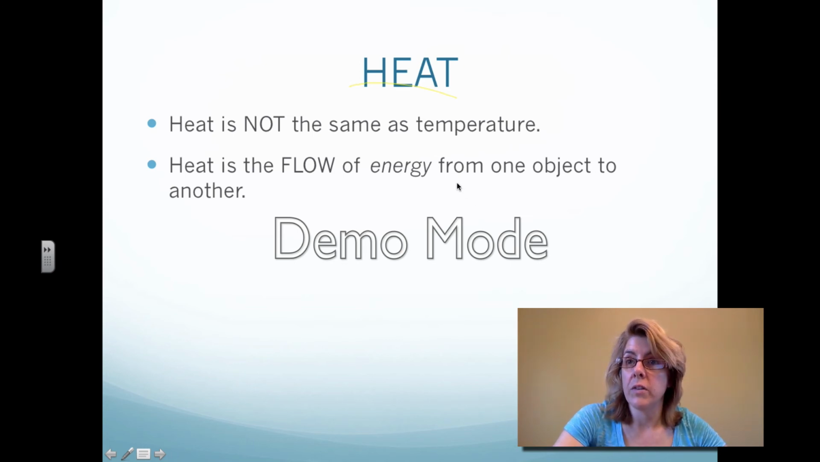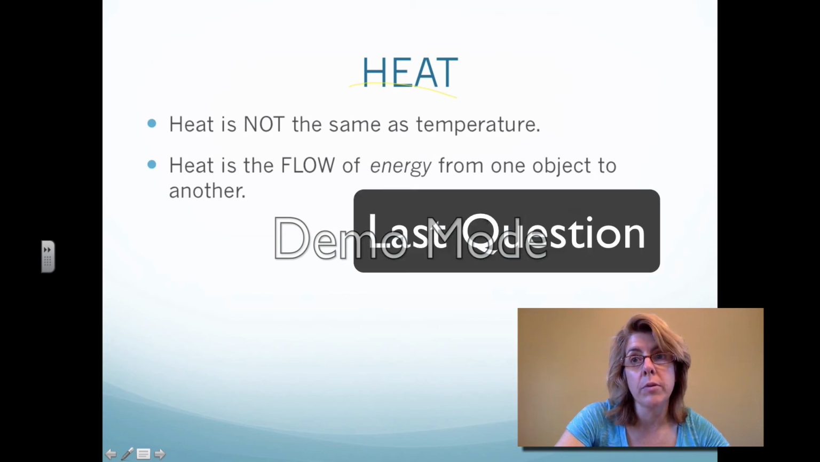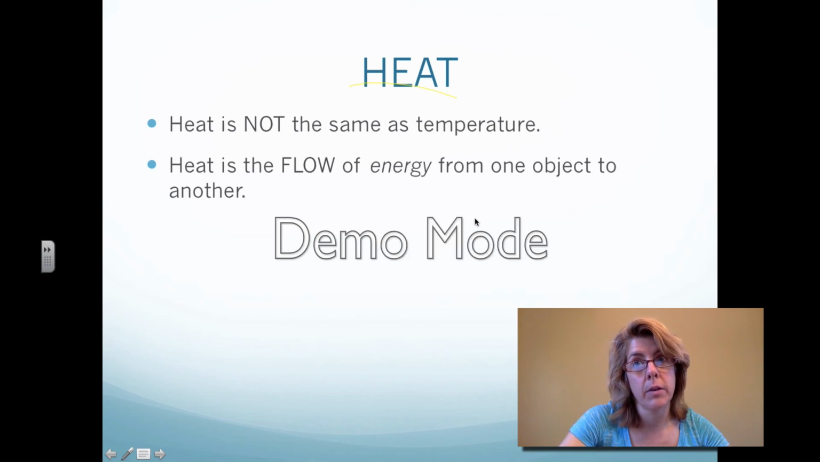My question is, what direction is the energy flowing? I want you to write this down. Is the energy flowing from the cold tabletop to my hand, or from my hand to the cold tabletop? Write this down. Okay, if you're not done writing it down, I would pause it because I'm going to move on.